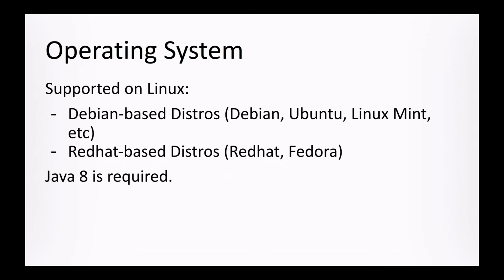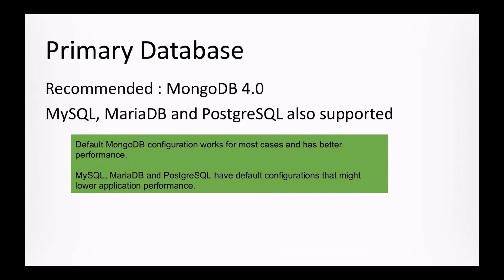Opal also requires Java 8. The recommended database for Opal is MongoDB 4.0. Other databases such as MySQL, MariaDB, and Postgres are also supported.